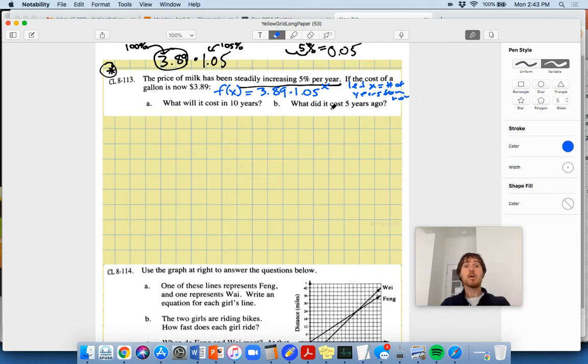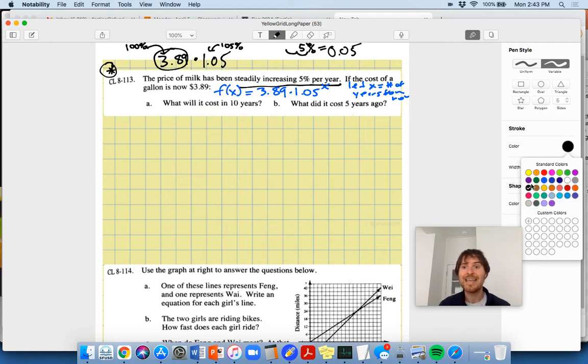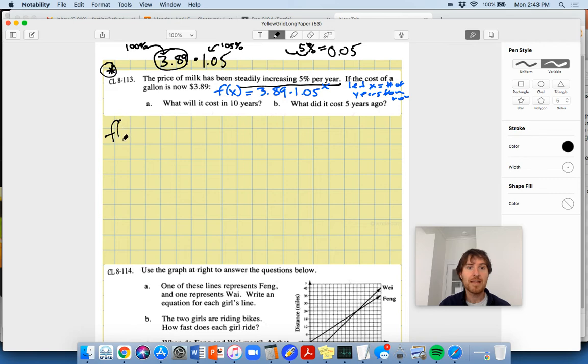Okay, and there we have it. So how are we going to make it figure out what it's going to cost in 10 years? Well, we want to find f of 10. The output, when the input is 10, is going to be 3.89 times 1.05. And we're going to do that 10 times.